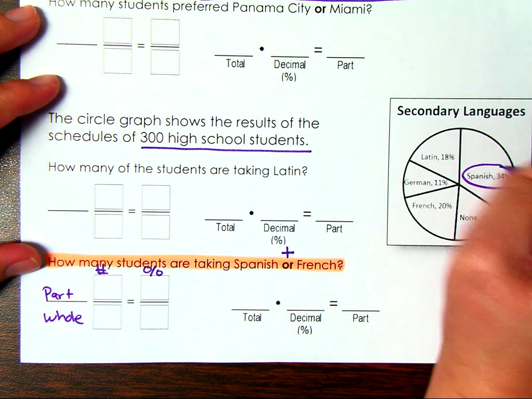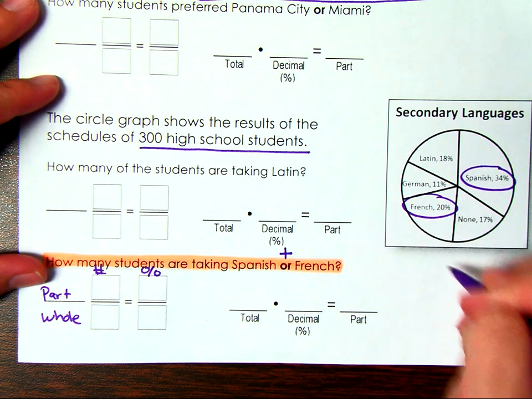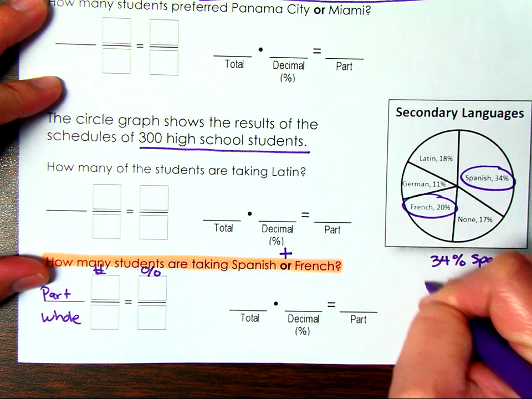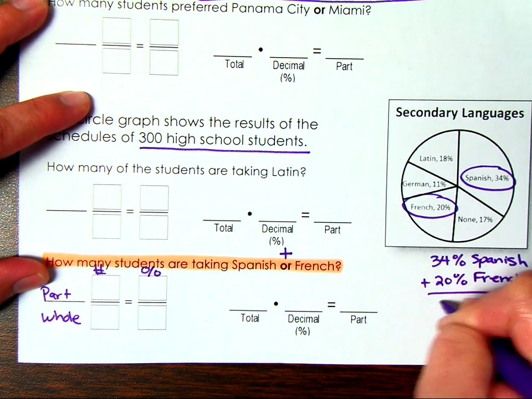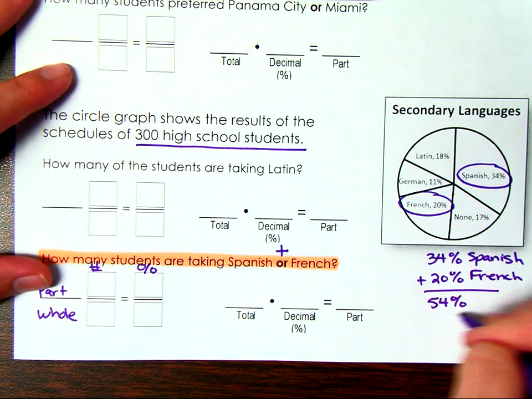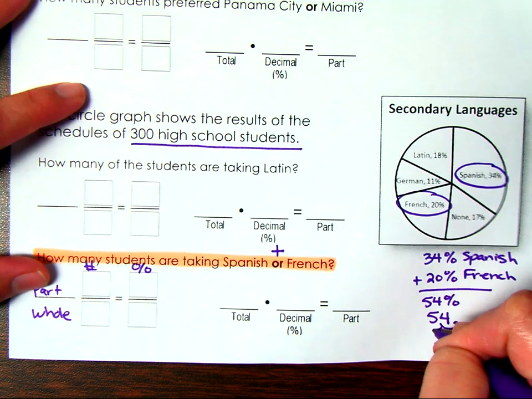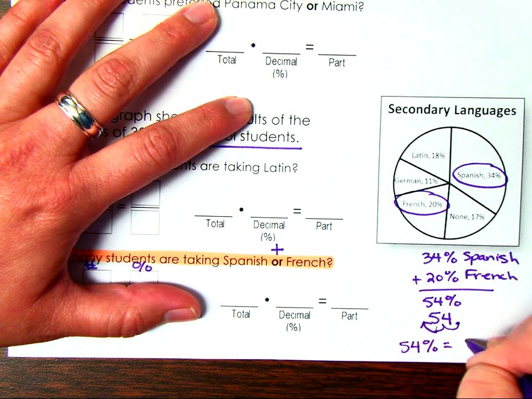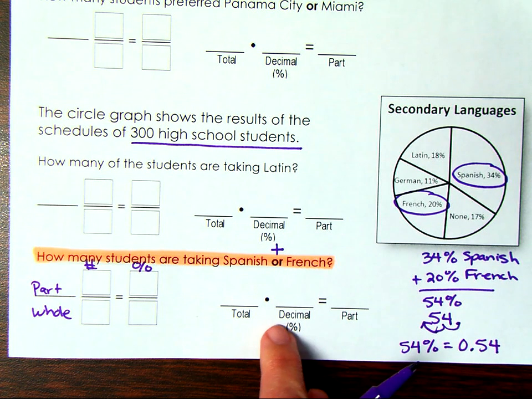So we don't want just the 34% of Spanish, we also want the 20% of French. So 34% for Spanish plus 20% that wanted to take French. So really and truly, we need to look at 54%, excuse me. So 54 is my whole number. Drop the percent sign. Move the decimal twice to the left. So that means that 54% is equivalent to 54 hundredths, because we're going to need that for this part.